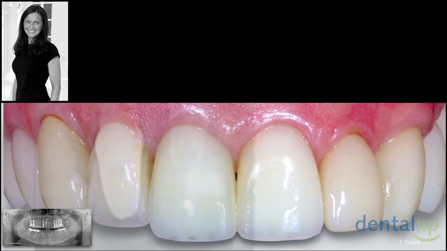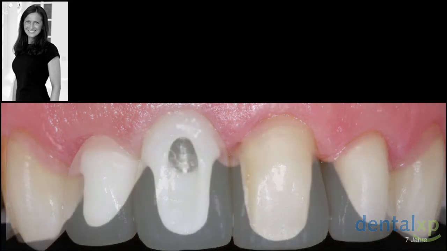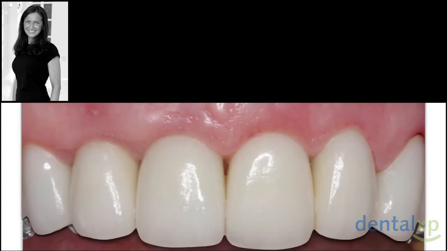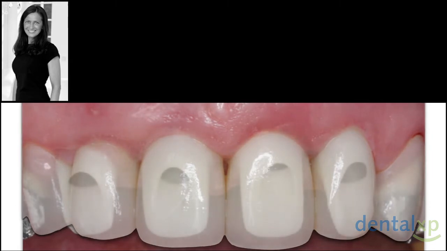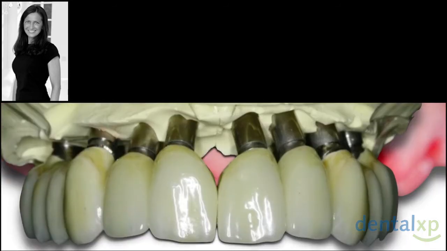So this is an old case of 7 years again. This is the recession on the natural tooth, and the implants have stable soft tissue in between. Another old case with adjacent implants. Okay? The tooth is elongated, but the soft tissue around the implants is okay. 4 implants adjacent. Now we use here a gumdrop, right? Okay. 6 implants.